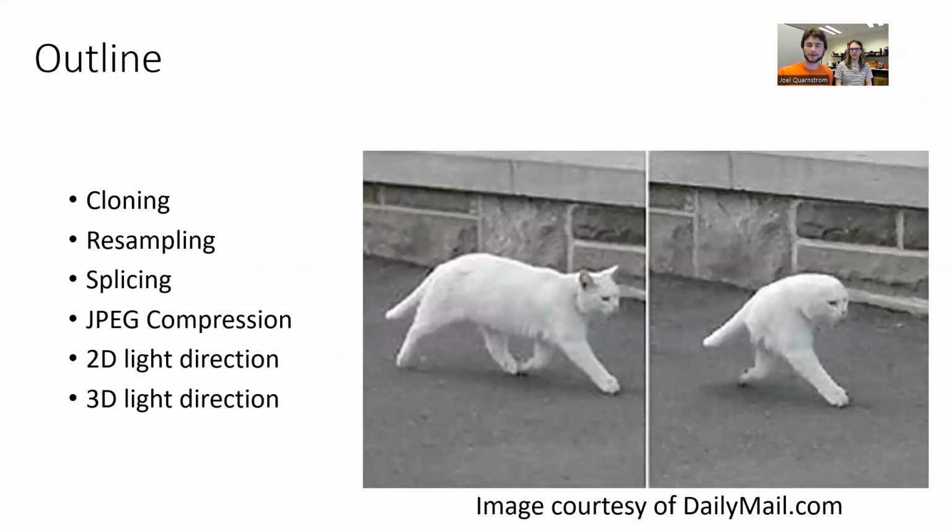So the paper that we read looked at a variety of different image forgery methods and detection methods, and we'll be presenting about 6 of them. They are cloning, resampling, splicing, JPEG compression, 2D and 3D light detection. And so here we go.